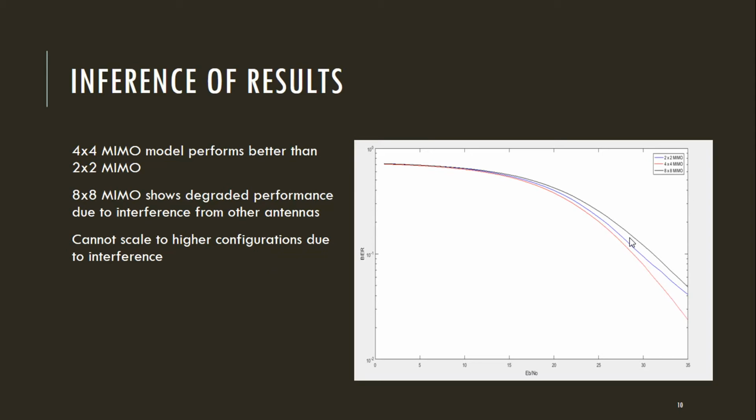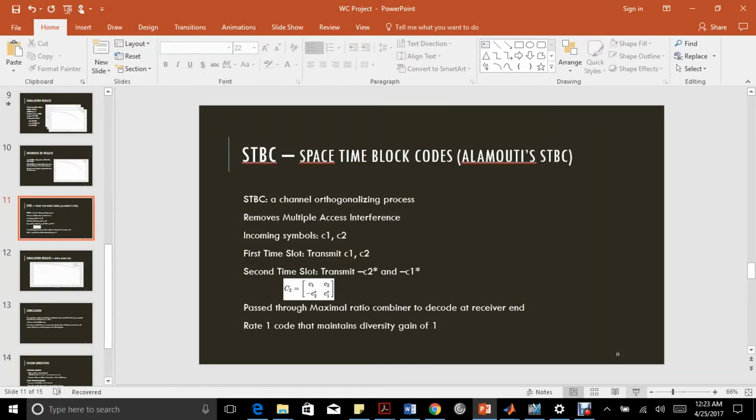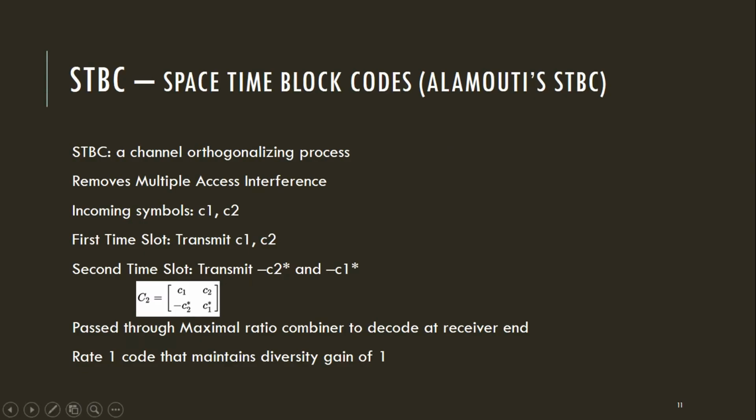So multiple access interference in MIMO systems is a real problem, and it happens mainly because the multiple channels that are created in MIMO are not orthogonalized among themselves. It is because of the coupling effect between the antennas that we get this interference. So in order to solve this problem, we implement space-time block codes, which basically orthogonalize the signals that are received on a MIMO channel.